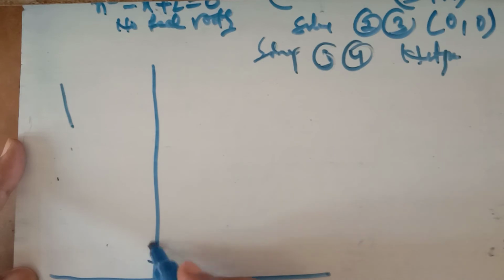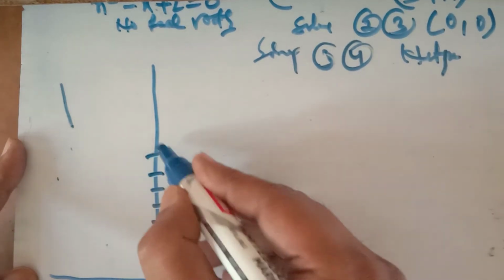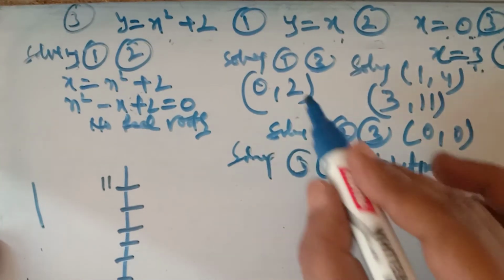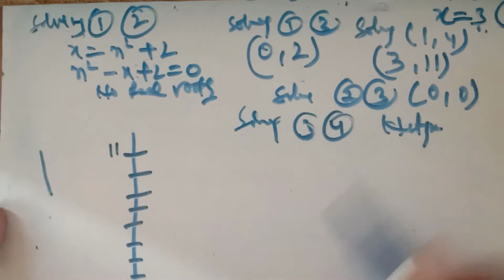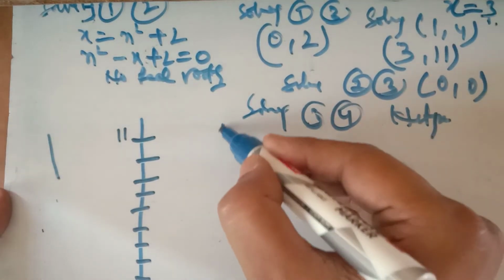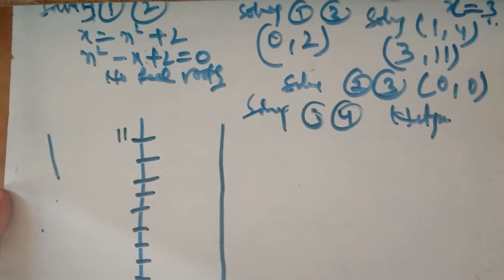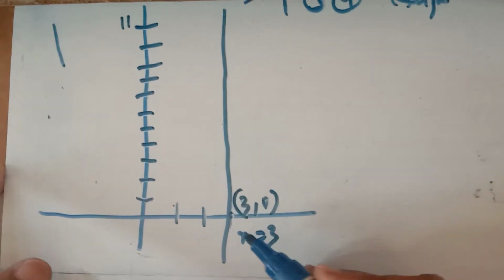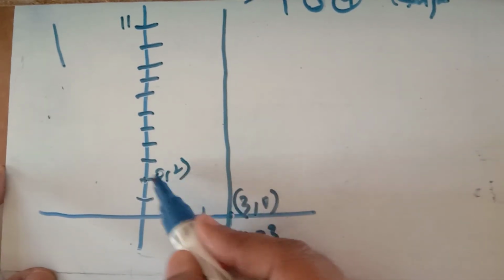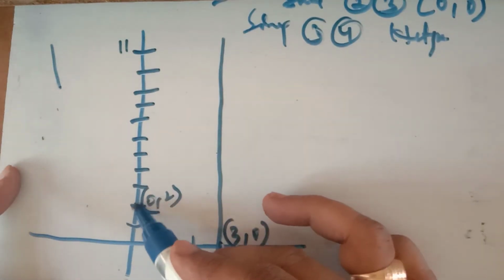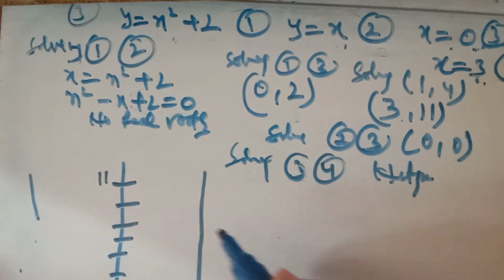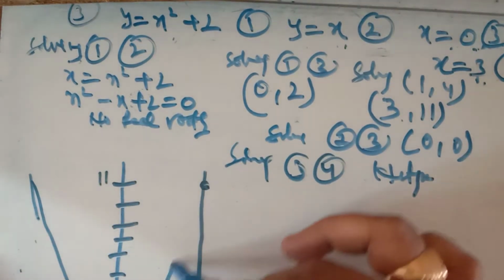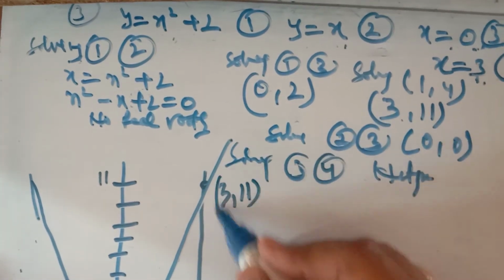Now the maximum value of x is here, 3. So one line is x equal to 3, parallel to the y-axis. This is the first line, x is equal to 3, that is the point (3, 0). Now this is the point (0, 2), and the parabola is passing through this point (0, 2) and through the point (3, 11). This is 11. So you can draw the parabola like this, through (3, 11). Sketching is somewhat difficult.